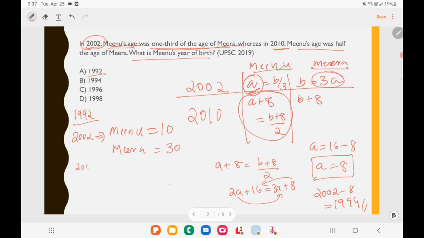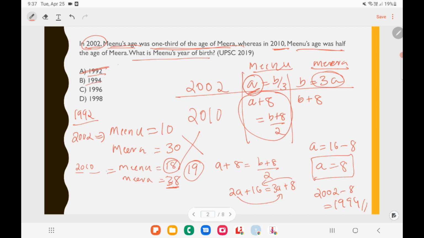Now in 2010, it is 8 years after. So Meenu's age will be 18 and Meera's age will be 38. The question says that in 2010 Meenu's age is half that of Meera. Meera is 38 and half of 38 is 19, but here we got 18. So this is a wrong answer, and you can eliminate option A.